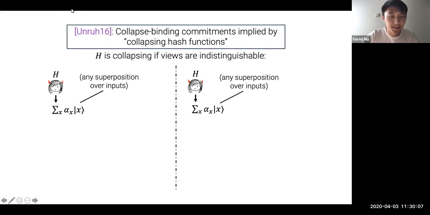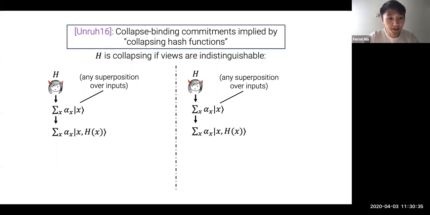It's again an adversary trying to distinguish between two different worlds. They're going to do the same thing in both worlds up until the end. What the adversary is going to do is come up with an arbitrary superposition over the input space. Capital H is our hash function, the X's are the inputs. It can come up with any superposition it wants over inputs.